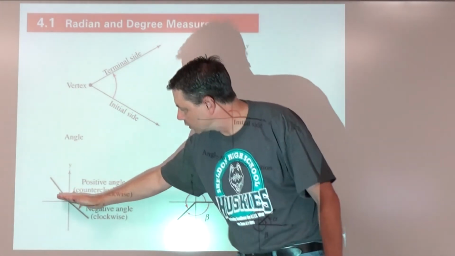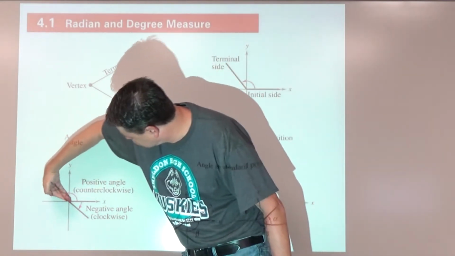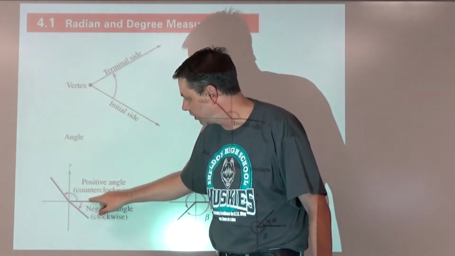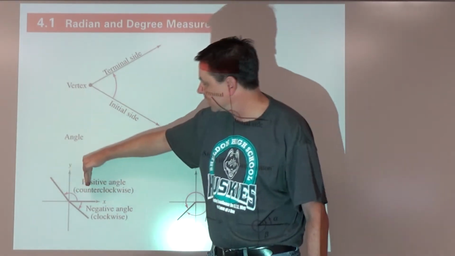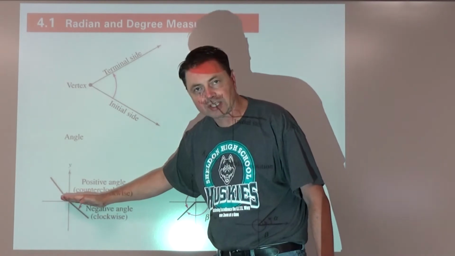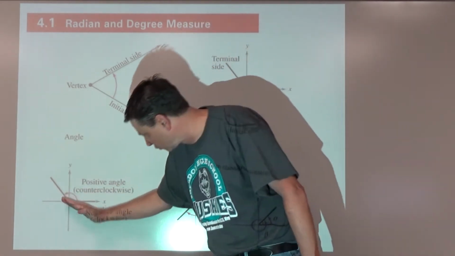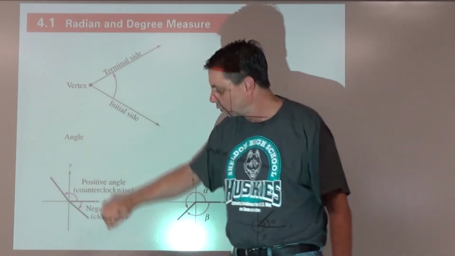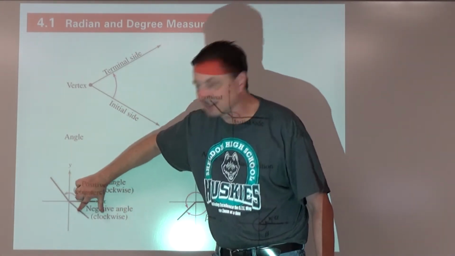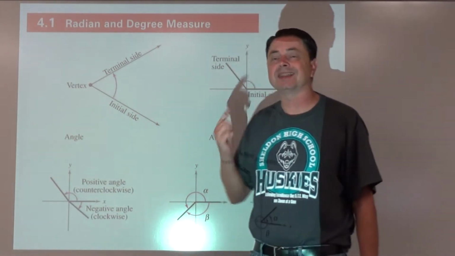So if we rotate counterclockwise, going this way, that's going to give us positive angle measure. However, if we start here from our initial position and rotate immediately into the fourth quadrant, going clockwise, that's going to give us negative angle measure going in that direction.